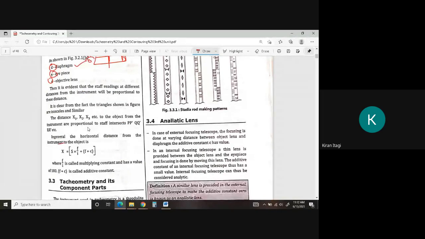And we have one formula. Here you can see x equals s into f upon i, plus f plus c, where x is the distance between the two stations. Now what do we mean by s? s is the staff intercept. If you want, you can write it down.